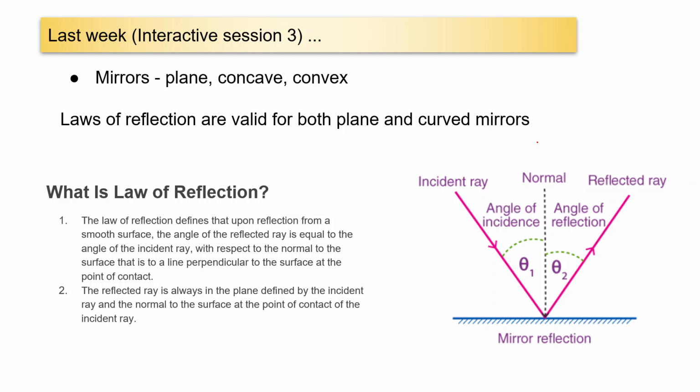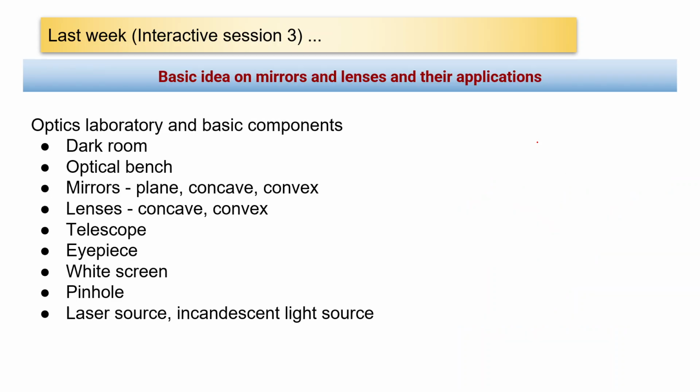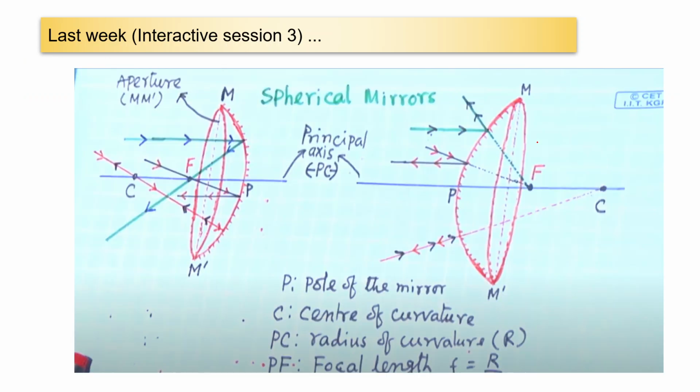Let's have a quick recap of what we discussed last week so that we know where we are going with these discussions. Last week we had an introduction to different kinds of components we find in an optical lab, like different kinds of mirrors, lenses and other equipment. Then we studied the law of reflection and the law of refraction.